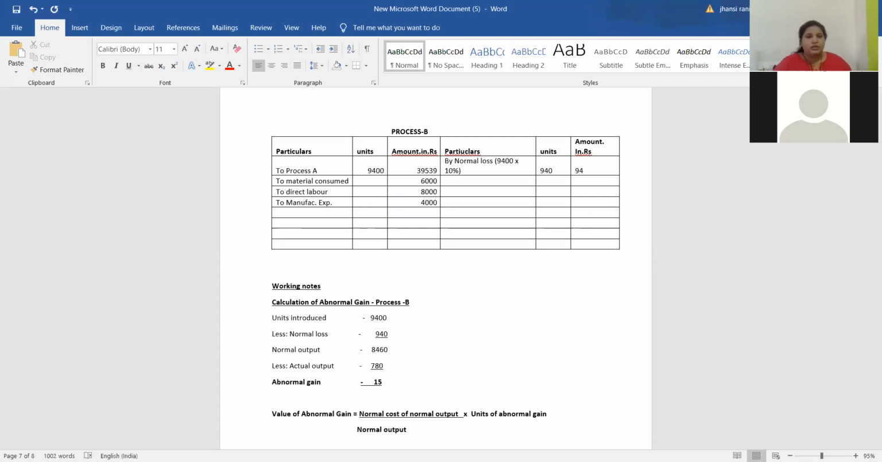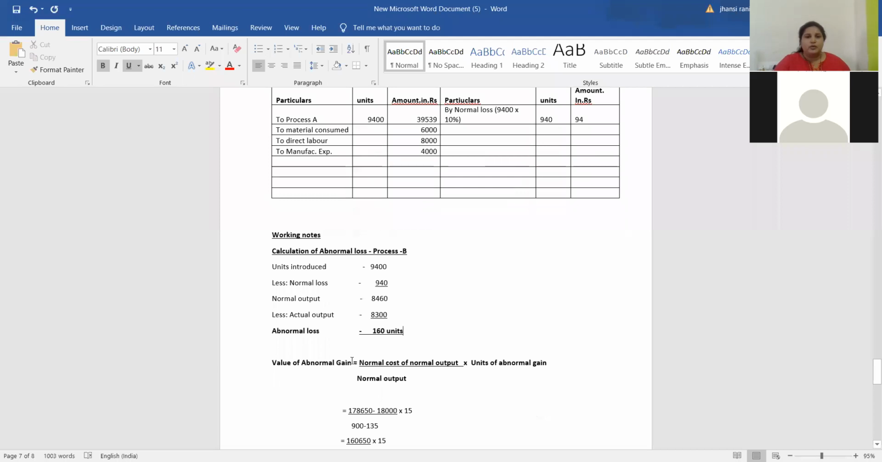So here our normal output will be 8,460. But if you look at the question, actual output is 8,300. Actually we have to produce 8,460, but in real sense we produced only 8,300. Means we produced less than what we have to produce. So the shortfall is nothing but the abnormal loss. 160 units are the abnormal loss, because instead of 8,460, we produced only 8,300. So we got abnormal loss.